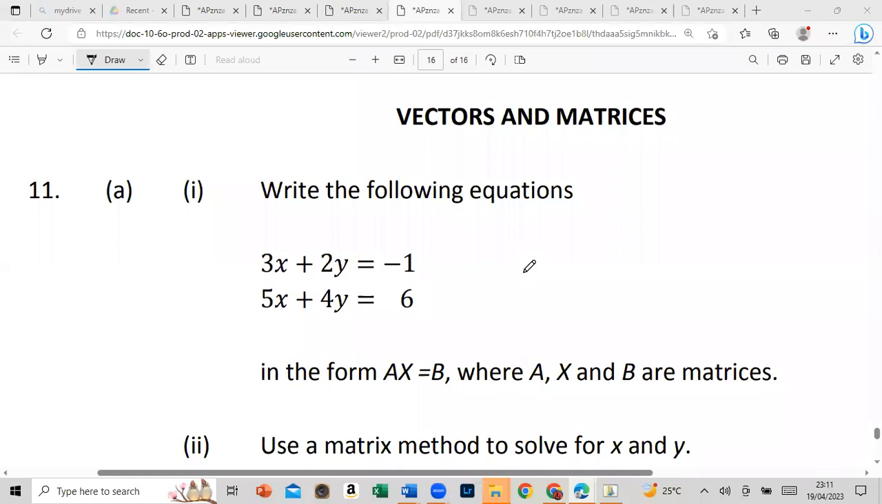Alright, so another year, another paper. Go ahead and try that one, guys. We have done what it says: write the following equations, 3x plus 2y equals negative 1 and 5x plus 4y equals 6, in the form AX equals B, where A, X, B are matrices, and then use the matrix method to solve for x and y. So go ahead and do that one. We have looked at one similar, right? So everyone should be able to complete that one on their own without any help.